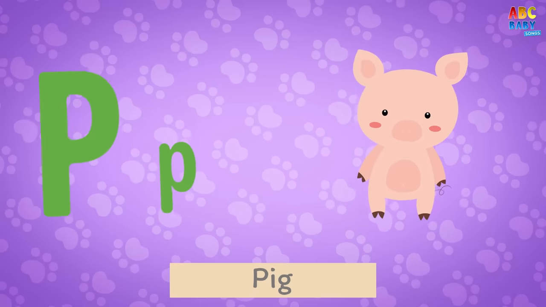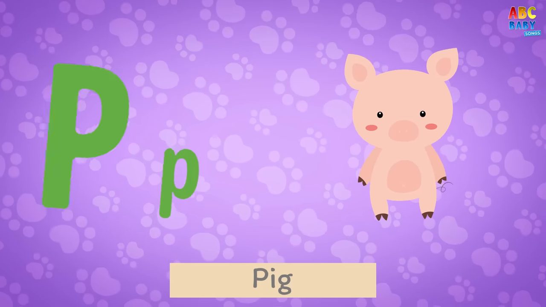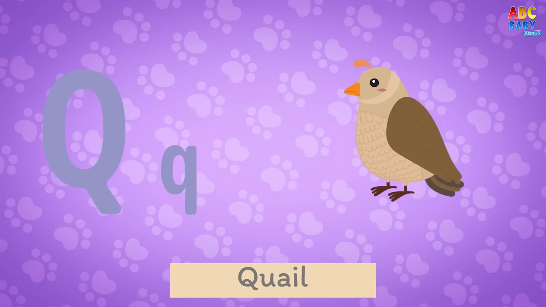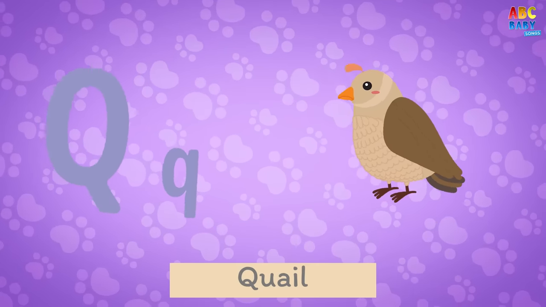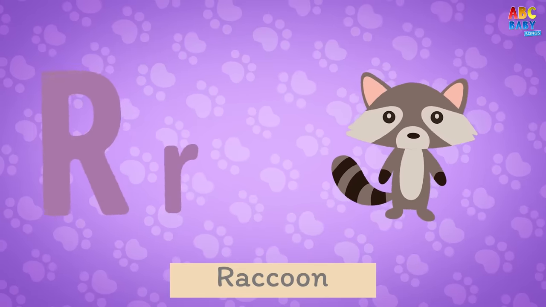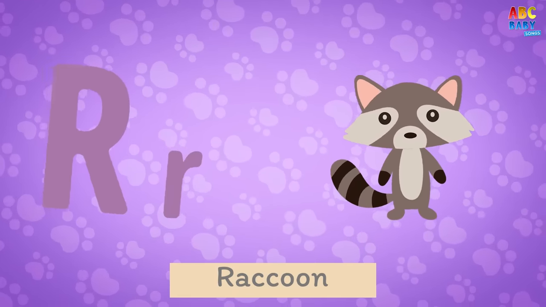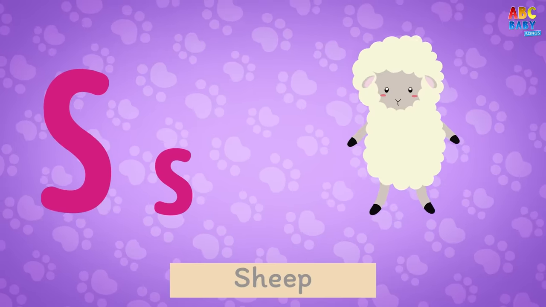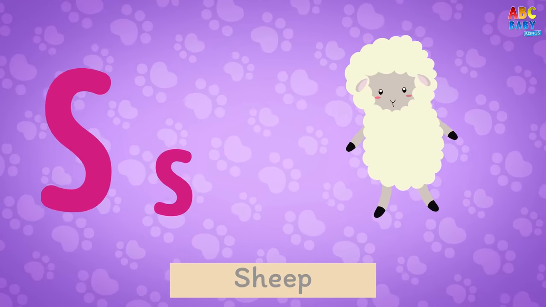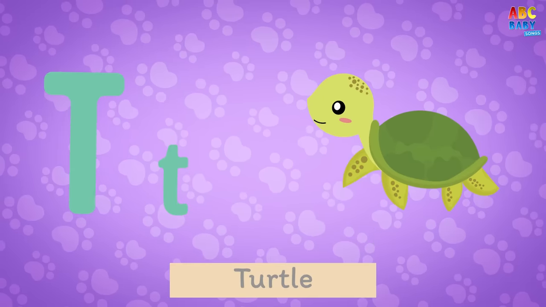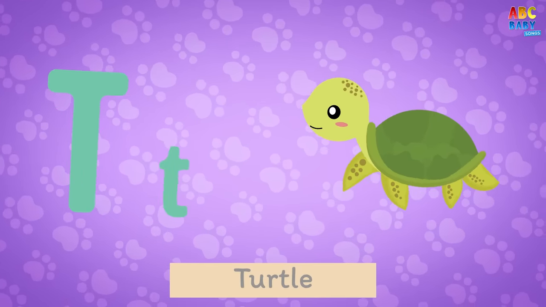P is for pig. P, p, pig. P, pig. Q is for quail. Q, q, quail. Q, quail. R is for raccoon. R, r, raccoon. R, raccoon. S is for sheep. Sh, sh, sheep. S, sheep. T is for turtle. T, t, turtle. T, turtle.